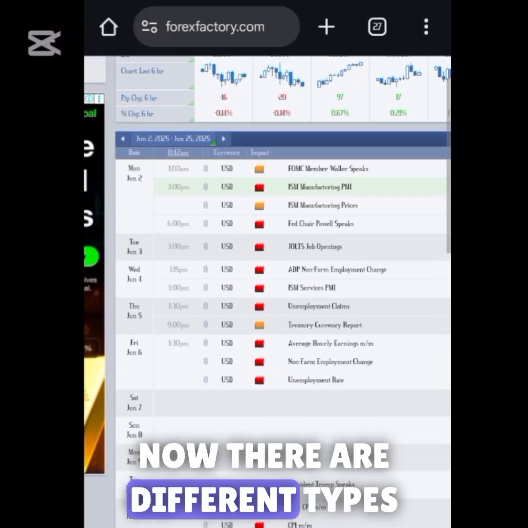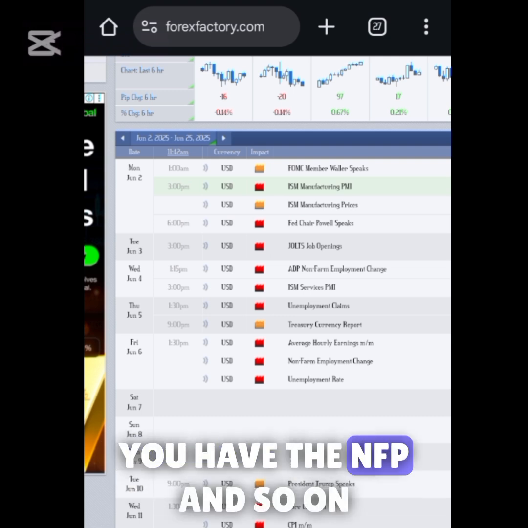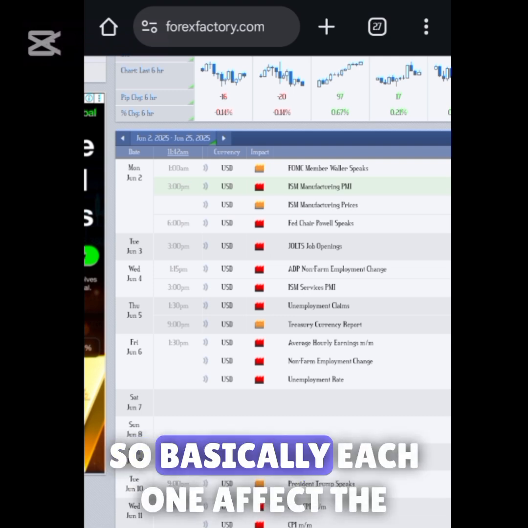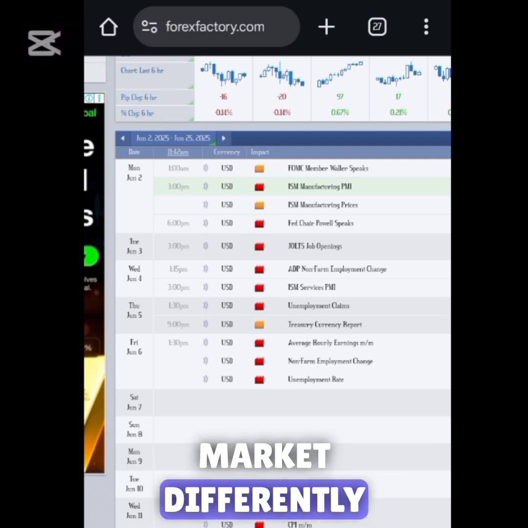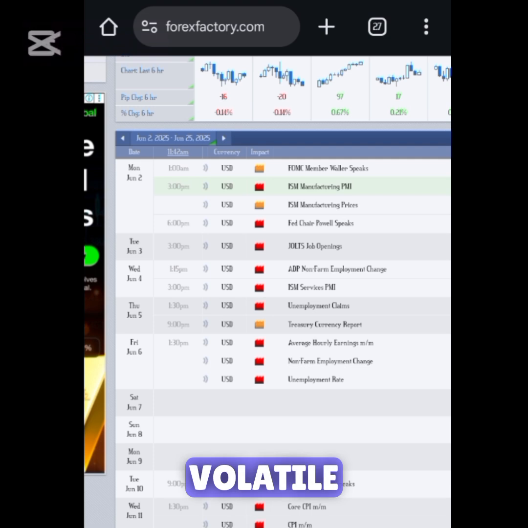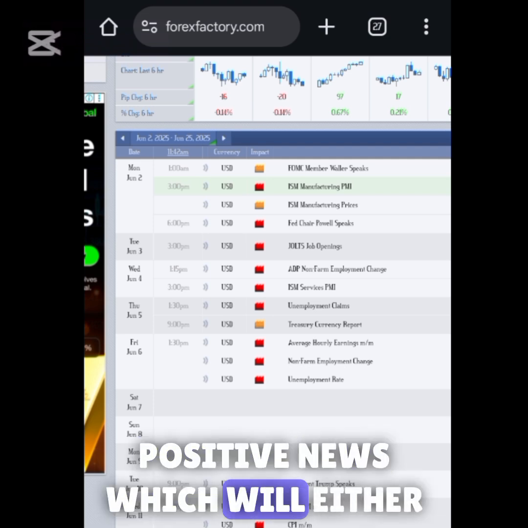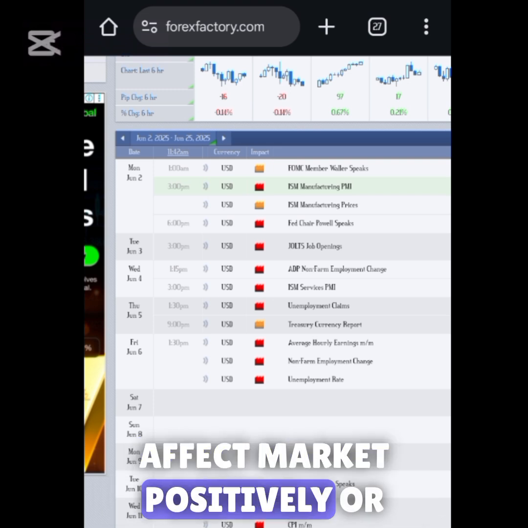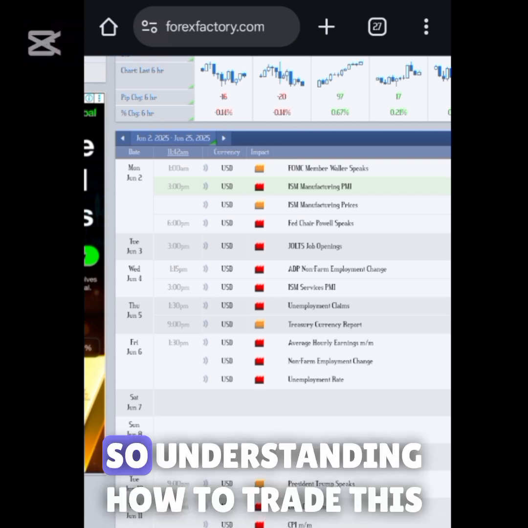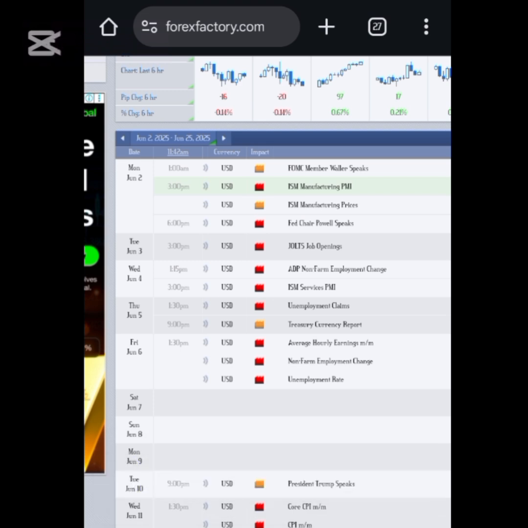Now, there are different types. You have the CPI, you have the NFP, and so on. Each one affects the market differently, and as well makes the market volatile. Now, there are negative and positive news, which will either affect the market positively or negatively. So understanding how to trade this is very important.